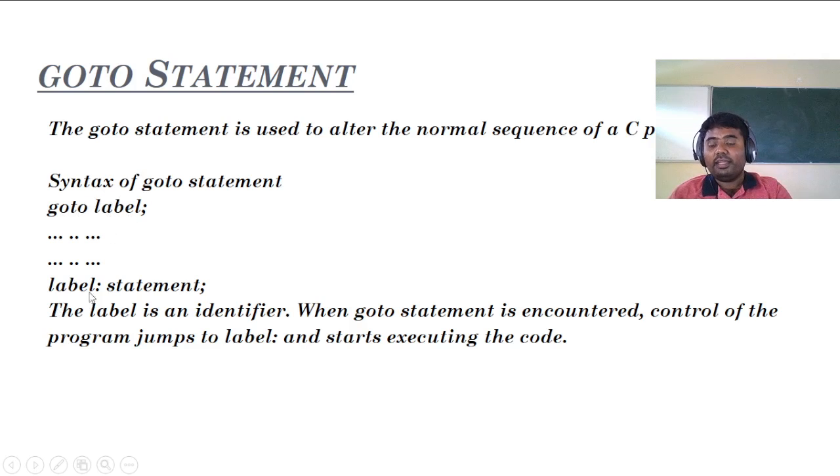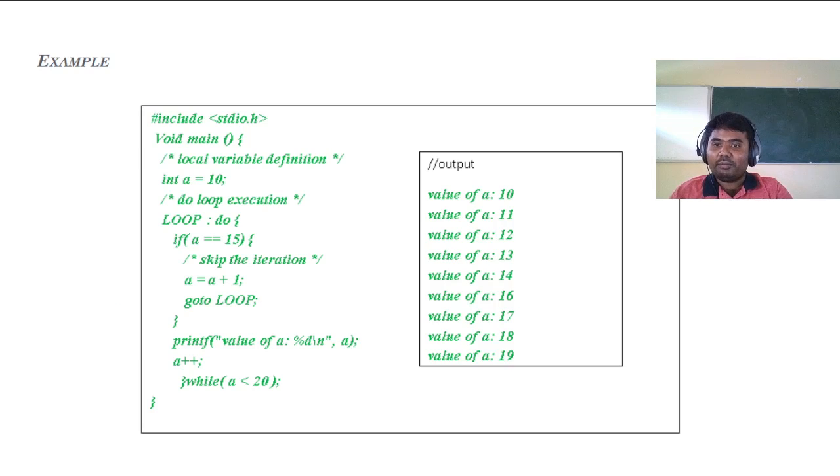Okay, whatever label is mentioned in the goto, we need to put that name in front of a statement, the program should have that label followed by the statements. Whenever the sequence of execution finds this goto, it will directly skip all other statements which are present between goto and that particular label. Okay, so label is just an identifier. When the goto statement is encountered, control of the program jumps to the label. I mean the sequence of the program will go to that particular label itself. Okay, you can see it from this program.